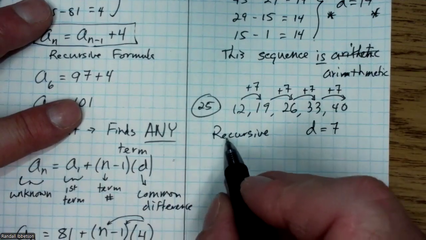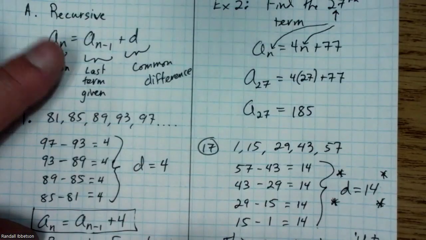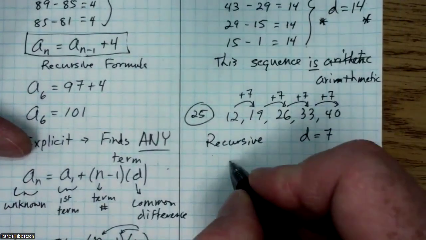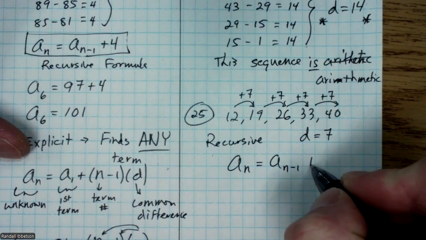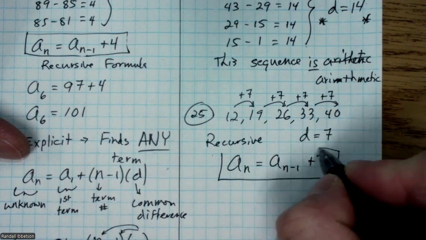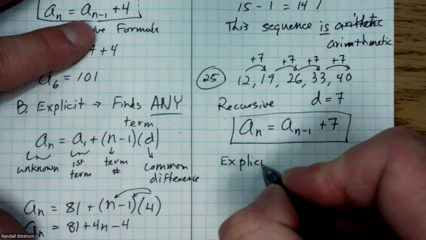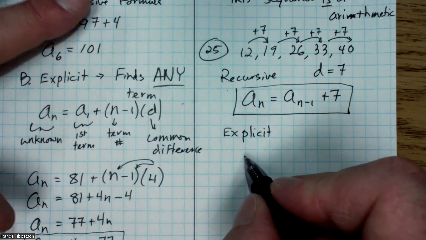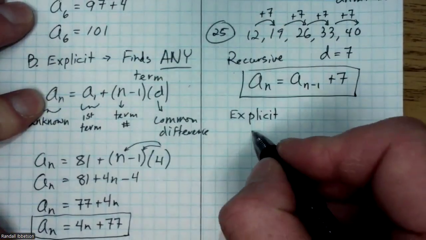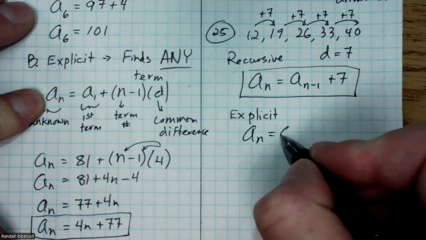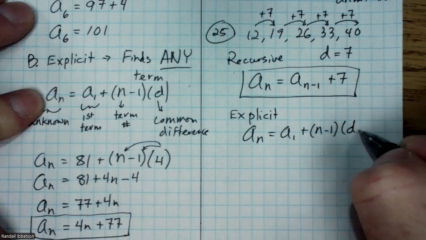I can now go straight to the recursive formula, which I already have in my notes. It's sitting right over here, and use it. The next term is equal to the one previous to that, plus 7. This is one of the answers for number 25. It's the recursive answer. Now on to the explicit answer. For the explicit answer, I'm going to use this formula right over here, right next to it. Any term can be found if we take the first term and add n minus 1 times d.